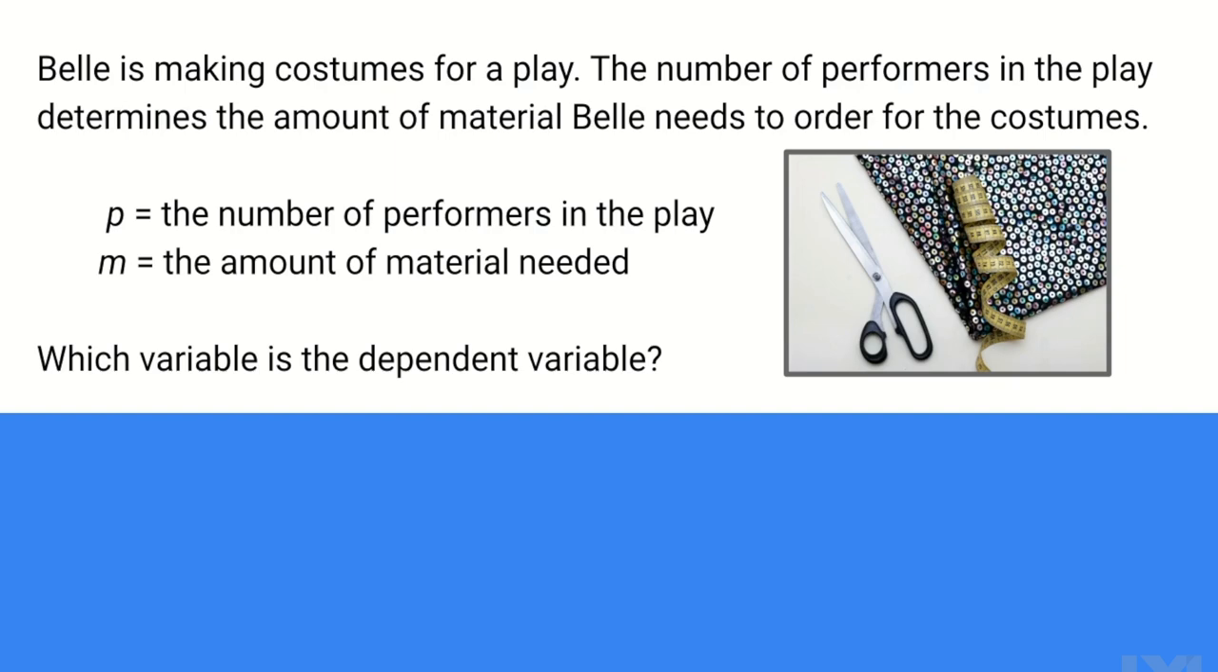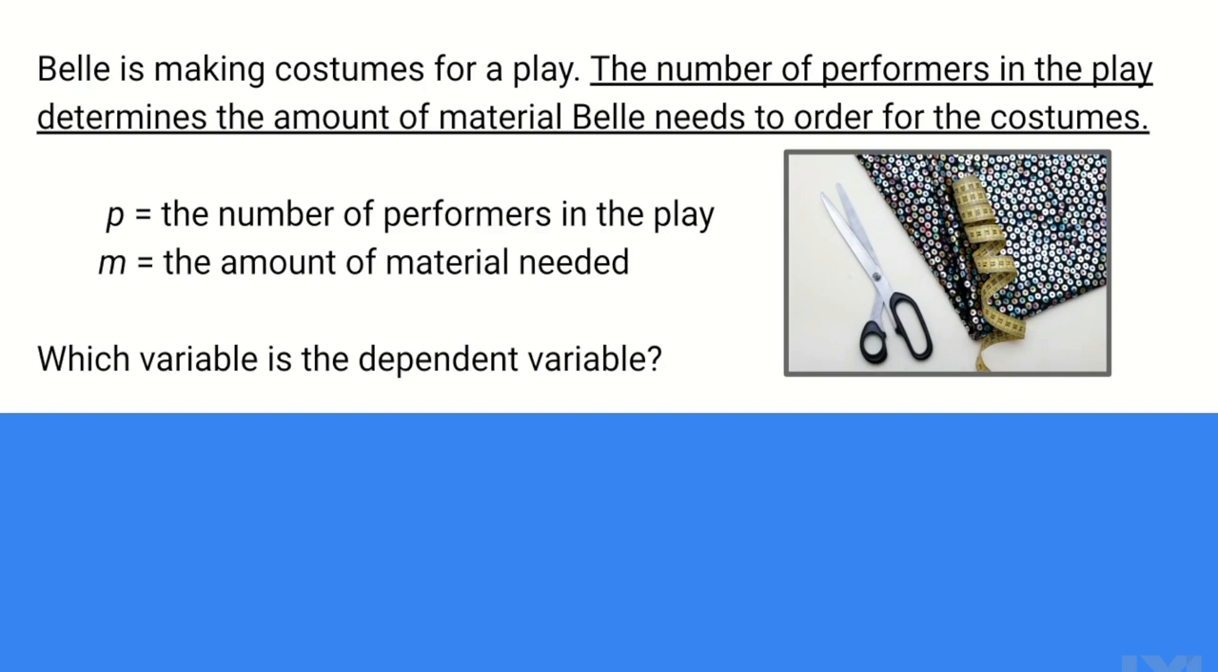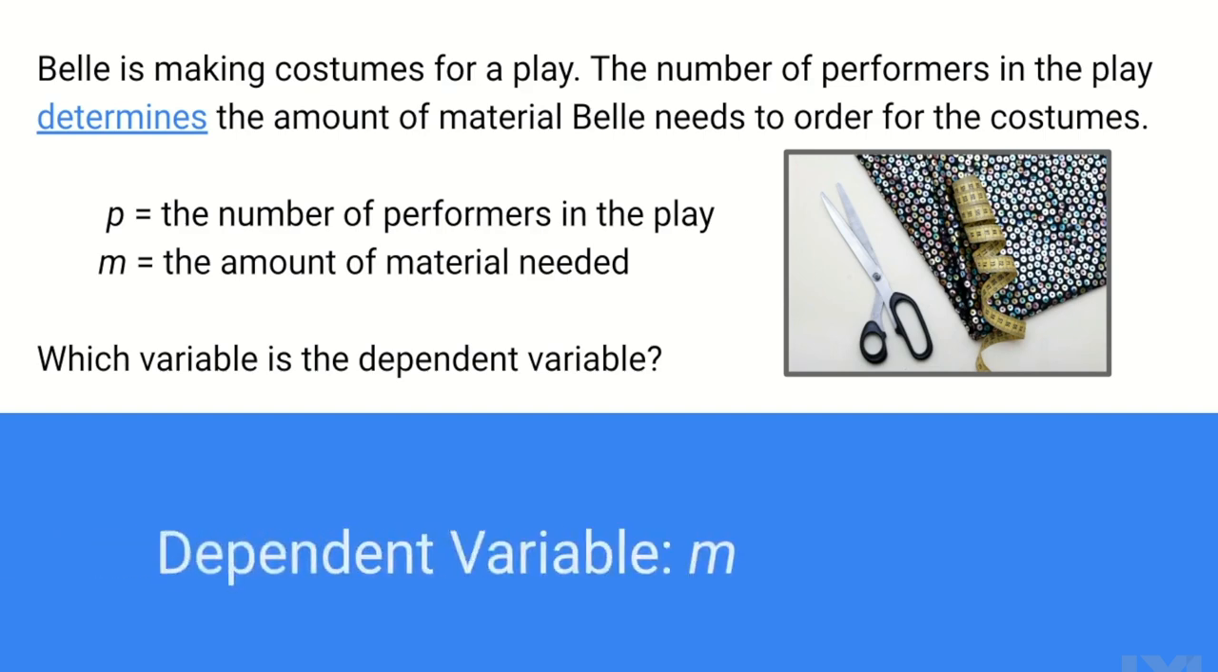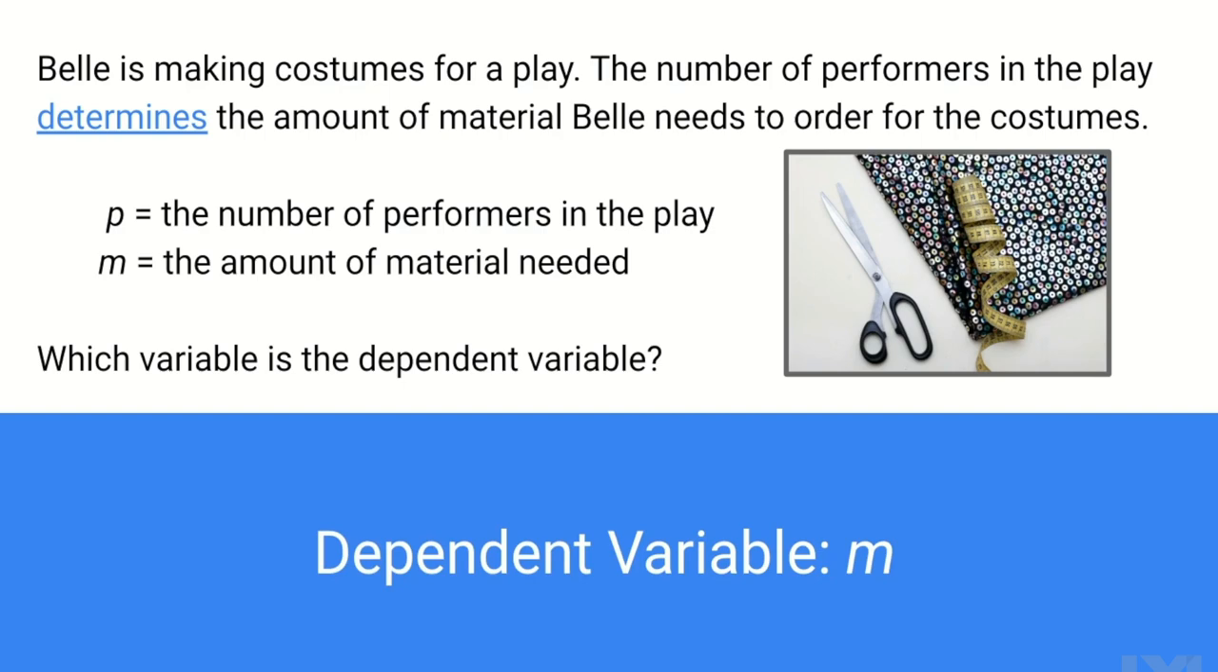Just like in the previous example, the wording of the problem helps us to determine the dependent variable. The question says, the number of performers in the play determines the amount of material Belle needs to order for the costumes. The key word here is determines. Since the number of performers determines the amount of material, we know that the amount of material depends on the number of performers. This makes the amount of material needed, M, the dependent variable.